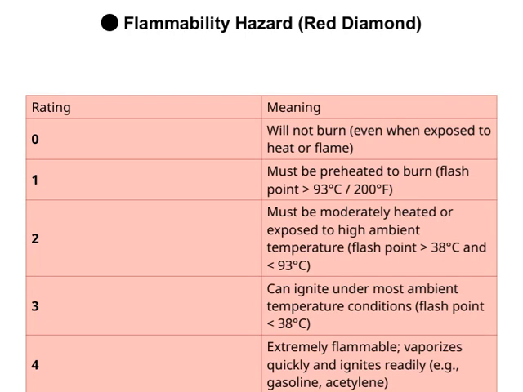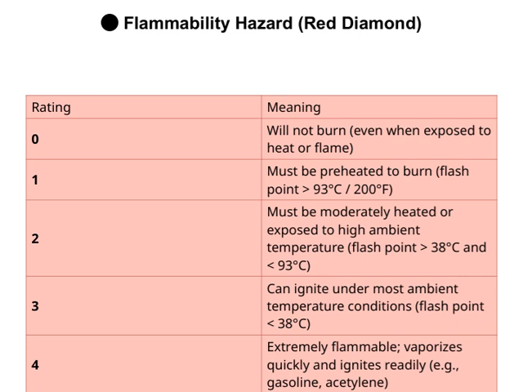Let's take a closer look at the flammability hazard, which is indicated by the red diamond symbol. This rating system helps us understand how easily a chemical can catch fire. The ratings range from 0 to 4, with 0 meaning it won't burn even when exposed to heat or flame. Moving up, a rating of 1 means the substance must be preheated to burn, which corresponds to a flash point above 93 degrees Celsius or 200 degrees Fahrenheit.